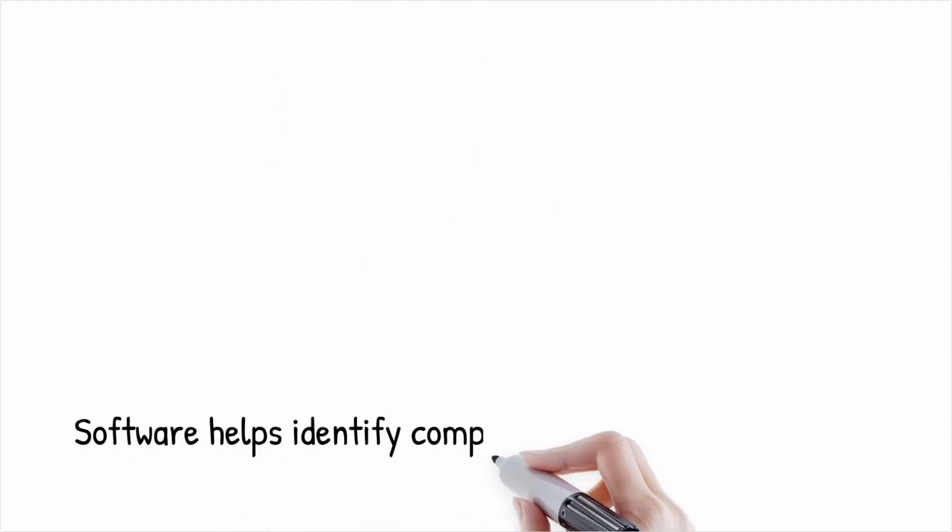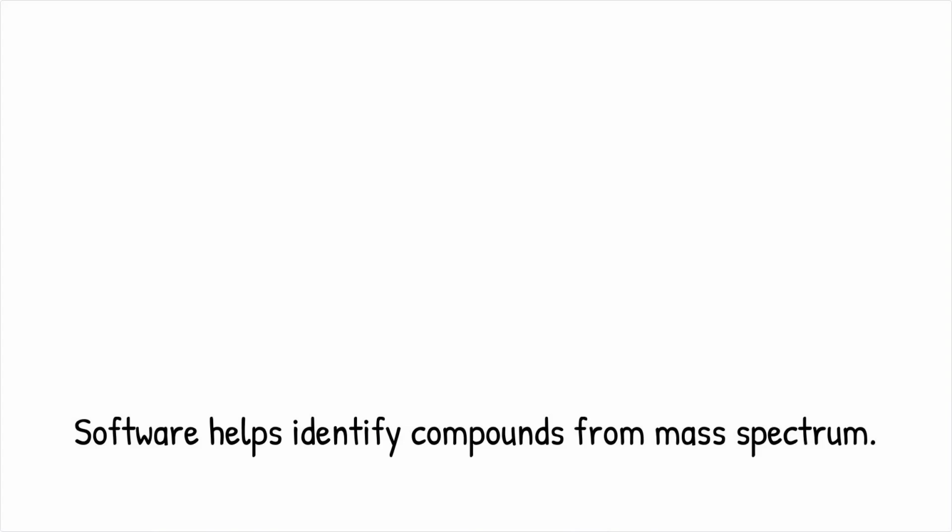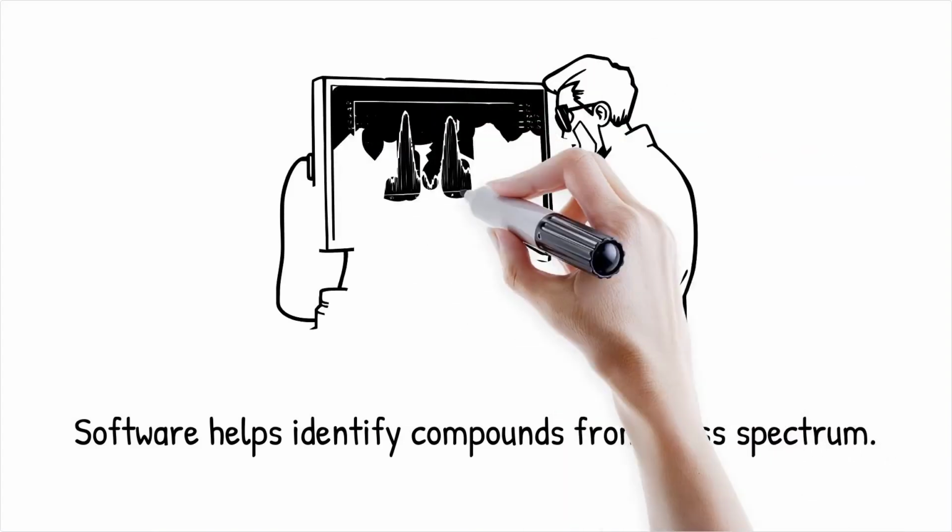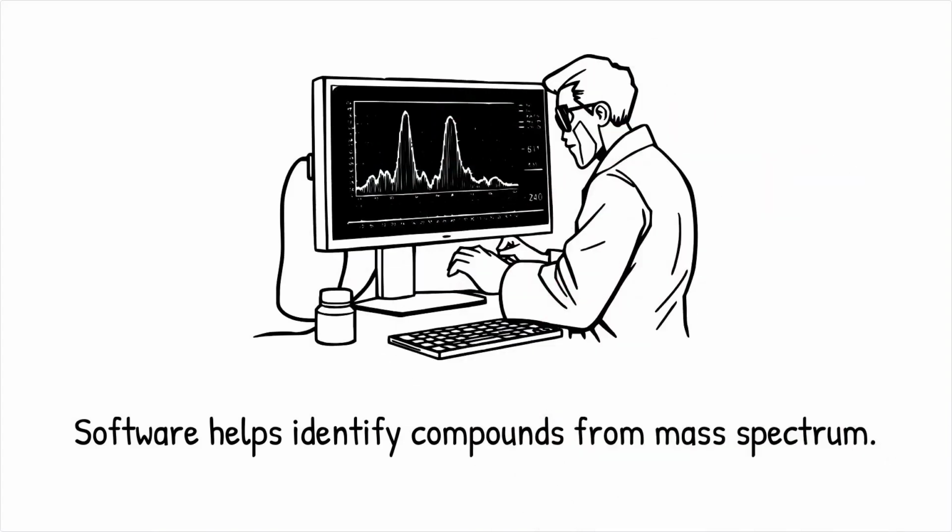Advanced software is often used to deconvolute complex spectra, making it easier to identify compounds and quantify their concentrations. A mass spectrum of a drug shows a peak corresponding to its molecular ion, allowing researchers to confirm its identity. Interpreting a mass spectrum is like decoding a bar graph to understand the composition of a puzzle.